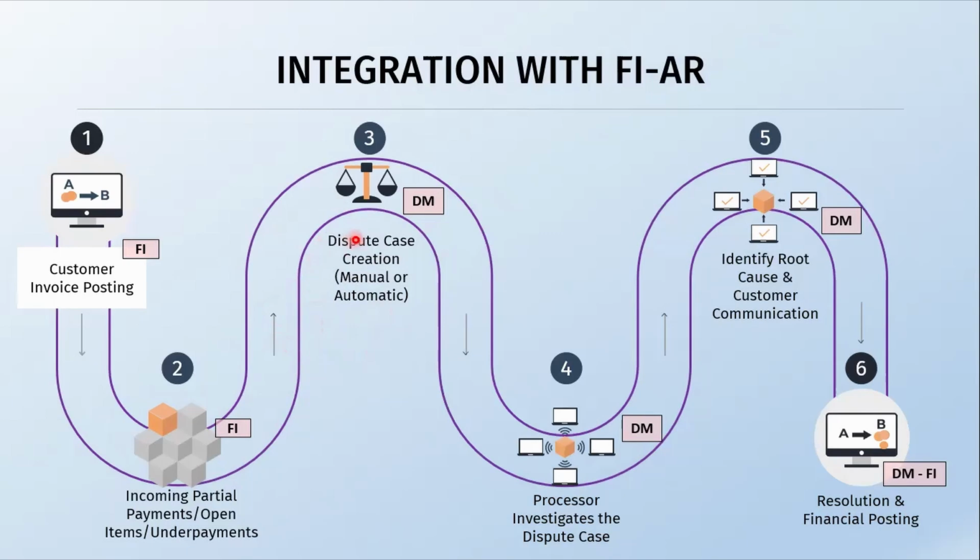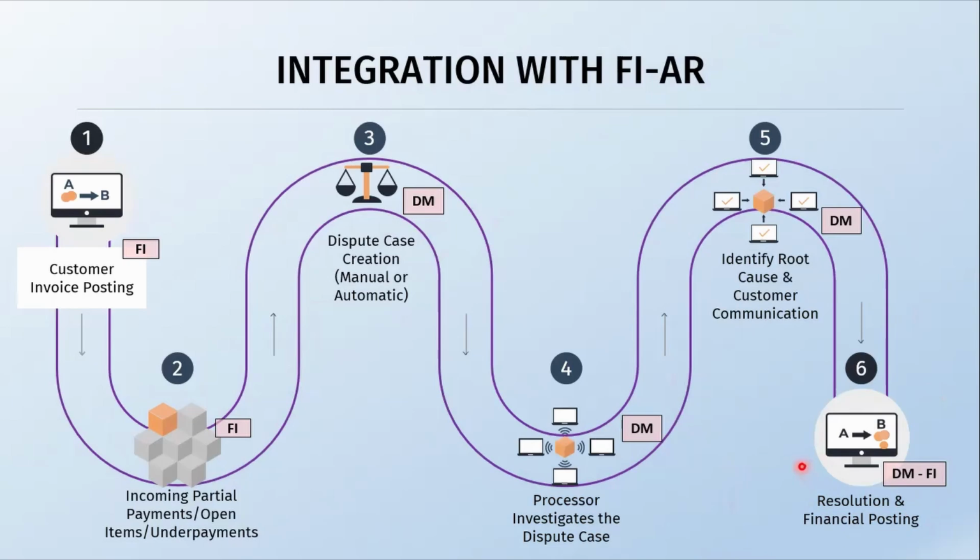Then once a dispute case is created, it is assigned to a processor. The processor will investigate the dispute case. The assigned user reviews the issue, checks supporting documents, and collaborates with the internal team. Then once the investigation is done, the outcome of the dispute case or the root cause of the dispute case is communicated. The processor identifies why the dispute occurred and communicates the finding or the clarification to the customer.